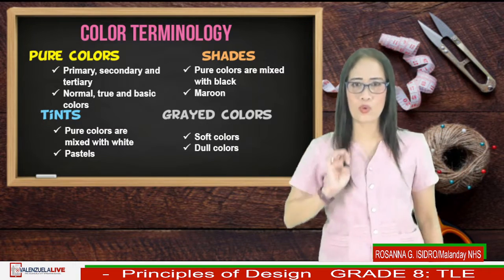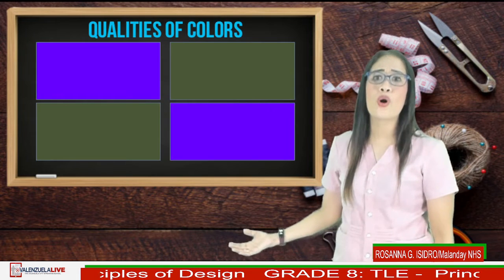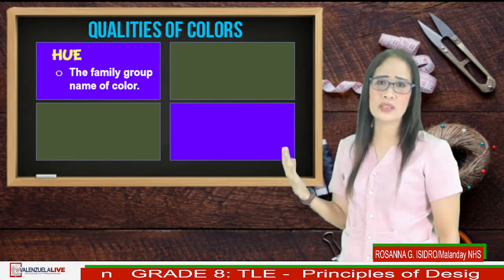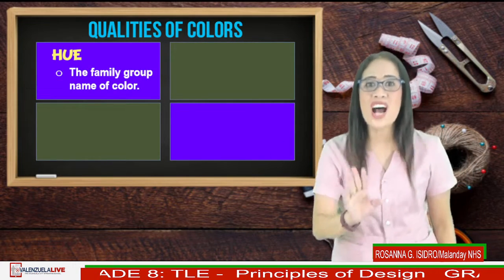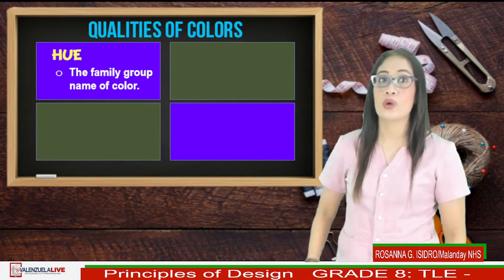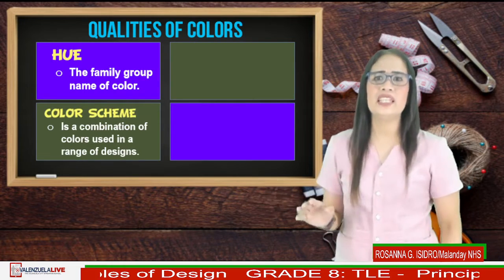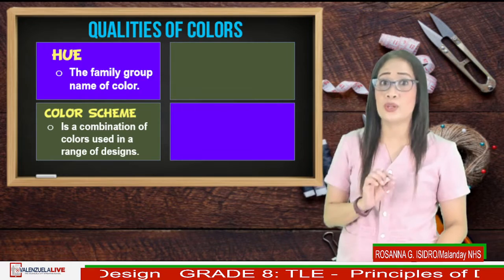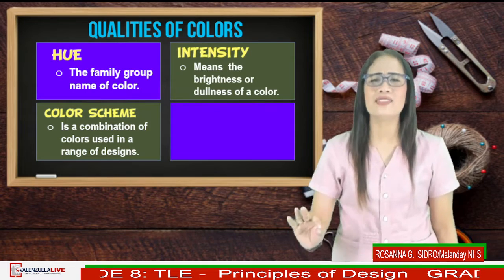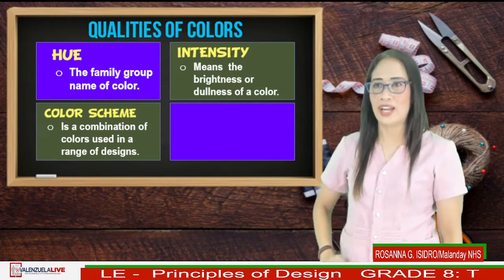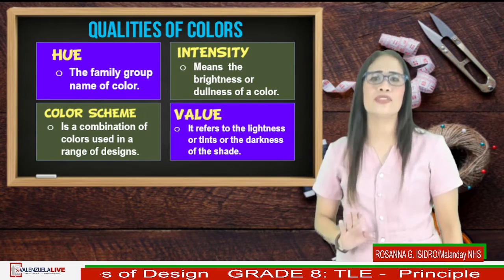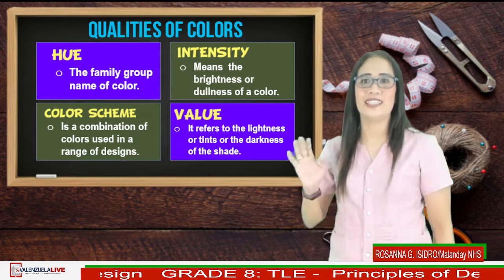Let's have the four qualities of colors. Those are hue, color scheme, intensity, and value. Hue is the family group name of colors once they are combined differently and given new names. Color scheme is a combination of colors used in a range of design. Intensity means the brightness or dullness of a color. And last, value. It refers to the lightness of tints or the darkness of shades.